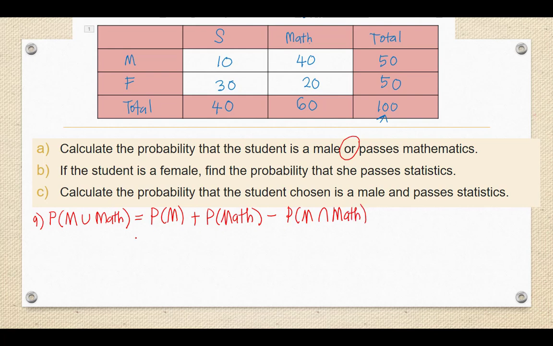Based on the table, male will be 50. To find the probability, we take the number of males and divide by the total, which is 100. Plus math will be 60, so 60/100, minus the intersection, which is math and male. Math and male will be 40, so minus 40/100. Then we are going to get 7/10.